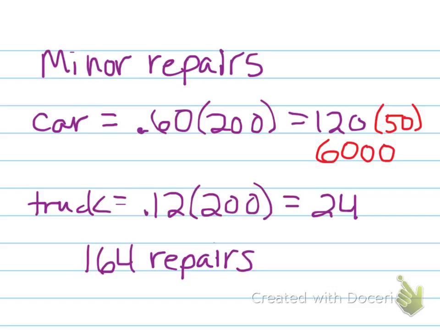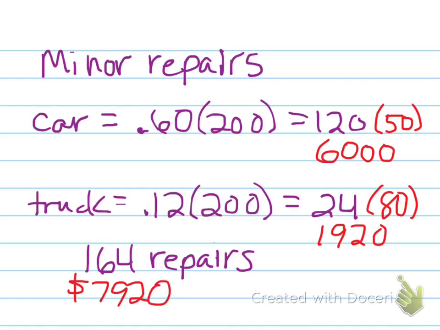If we look at the minor truck repairs, those are going to give us an average profit of $80. So if we do 24 times 80, that's going to be about $1,920. If we add that together, we're going to end up earning off of minor repairs about $7,920.